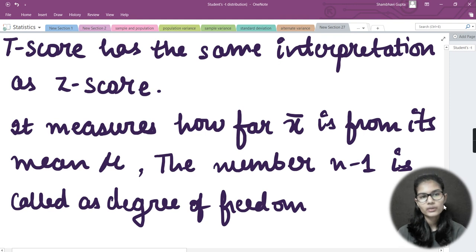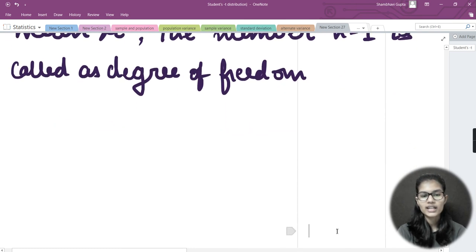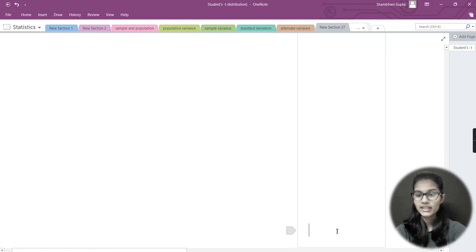After that I told you what a T score is. The T score has the same interpretation as the Z score. After that, what does it measure? It measures how far x bar is from its mean mu. And after that the number n minus 1 is called the degree of freedom. So these are the things which we have for the student's T distribution.